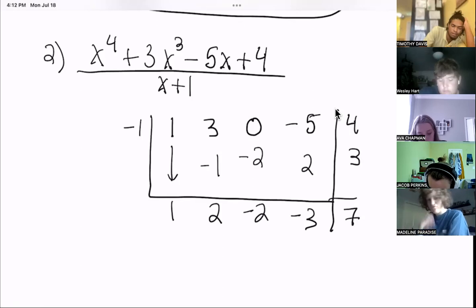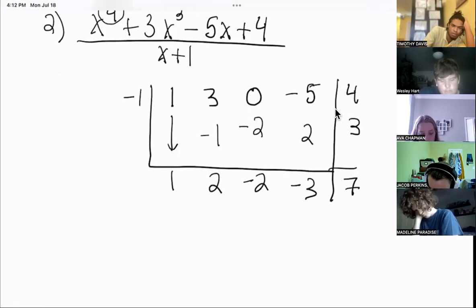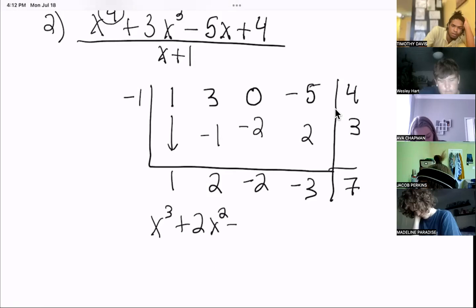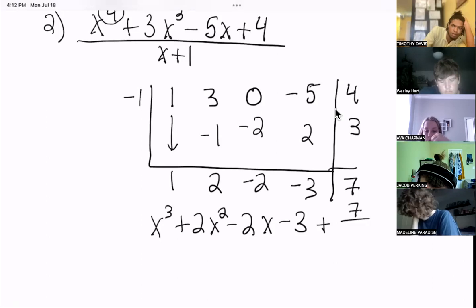How do I write the answer? Well, my highest power was a 4th power, which means when I start writing this answer, it has to be a 3rd power. I'm not going to write 1, but I know it's 1x to the 3rd. I go right down the line. Plus 2, what's the next power? X squared. Minus 2, what's the next power? X. And what's the next power? None. If I start with a 3, I go right down the line, plus the remainder of 7 over x plus 1.